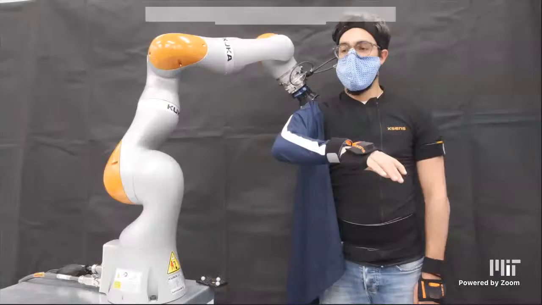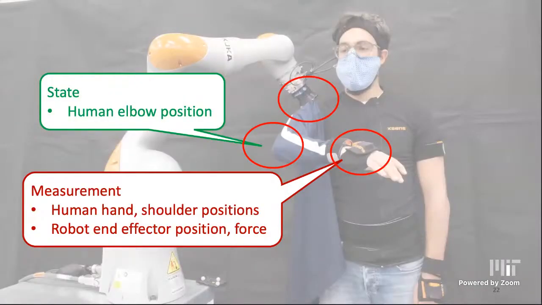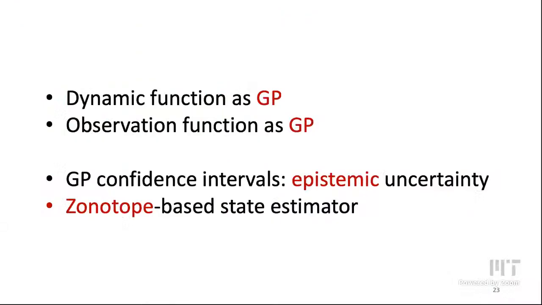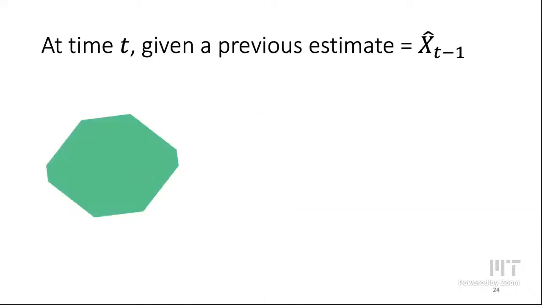Let's go back to this task. Basically, we consider state as the human elbow position and measurement as all the things that we can observe. We model the dynamic function and observation function as Gaussian processes and use confidence intervals to capture the epistemic uncertainty. And we combine that with a zonotope-based state estimator. The algorithm works as follows.